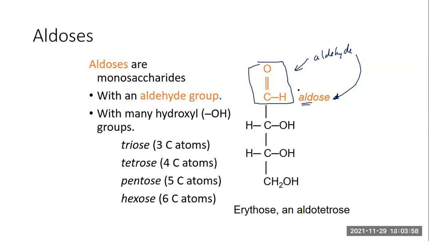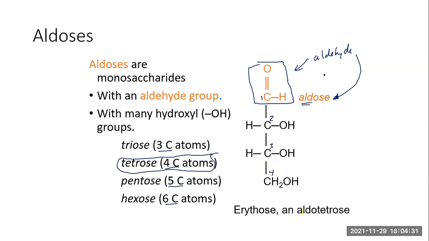In this case, if we count carbons, this again would be carbon 1, that would be carbon 2, that would be carbon 3, that would be carbon 4. So we can also identify our monosaccharide based on how many carbons it has. Triose means it has 3 carbons, tetrose has 4, pentose has 5, and hexose has 6. Those are kind of like our prefixes we've seen before: tetra for 4, penta for 5, hexa for 6. So in this particular case, this would be a tetrose because it has 4 carbons.